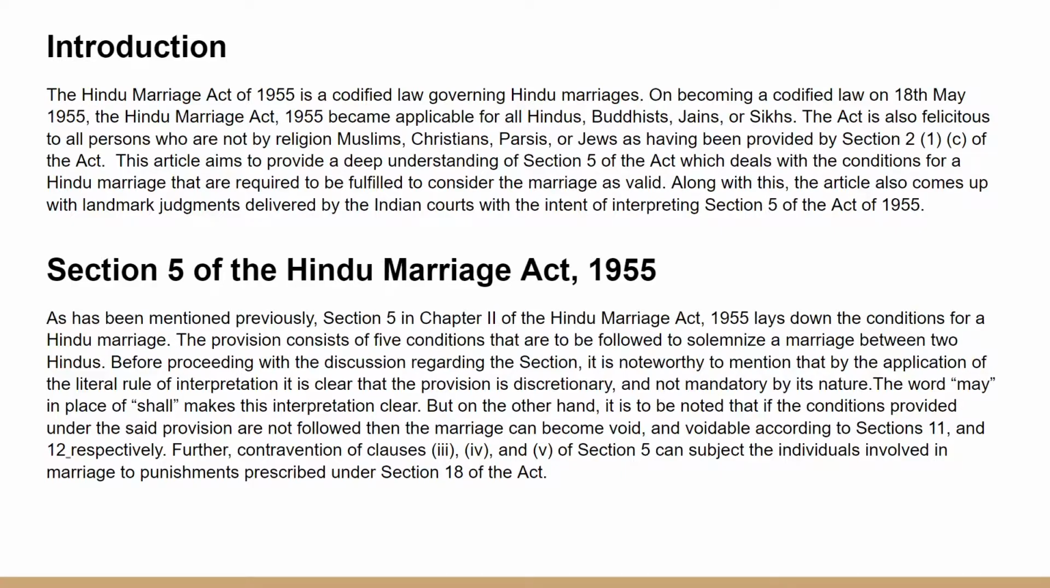But on the other hand, it is to be noted that if the conditions provided under the said provision are not followed, then the marriage can become void or voidable according to Sections 11 and 12 respectively. Further, contravention of clauses 3, 4, and 5 of Section 5 can subject the individuals involved in the marriage to punishments prescribed under Section 18 of the Act.